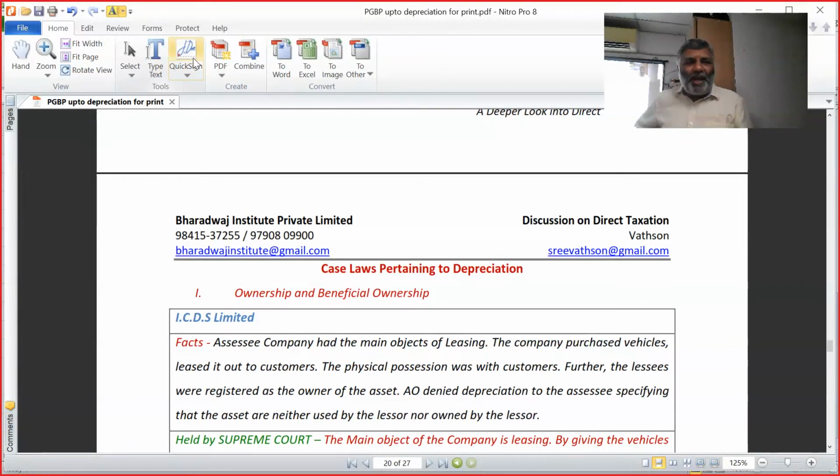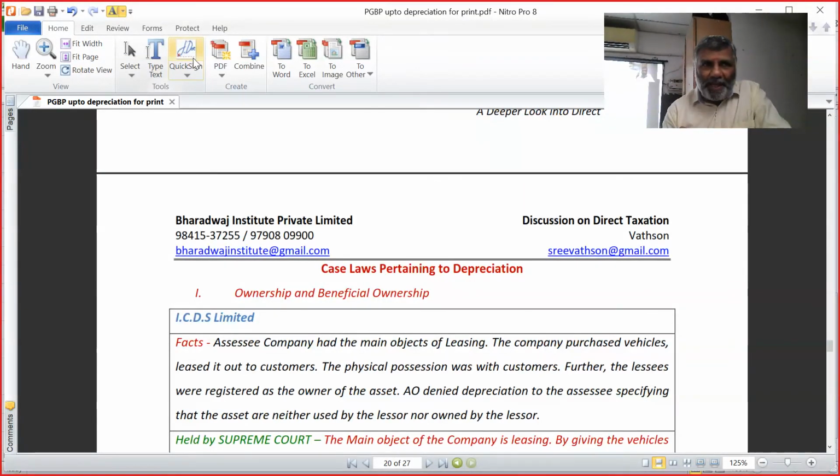Further, the Supreme Court asked, what is lessor using the vehicle for? By leasing it. Lessor only is using the asset, not lessee. Using does not mean driving on the road. Using means using it for the purpose of your business. Your business itself is deriving income. So, both the conditions are fulfilled. The Supreme Court said in ICDS Limited, lessor is eligible to claim depreciation.